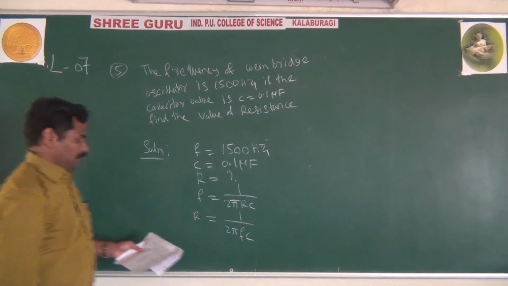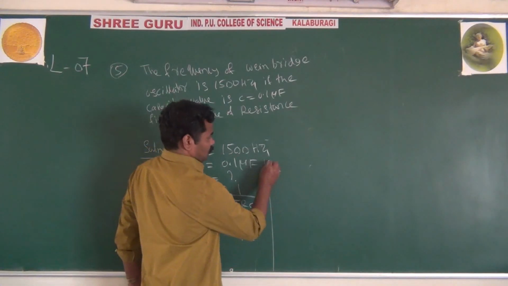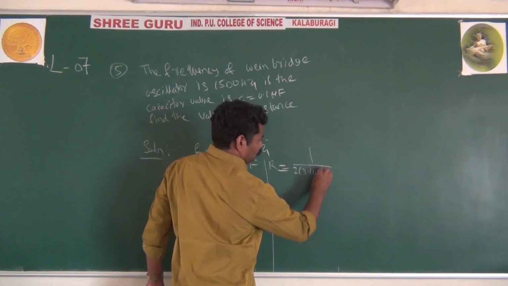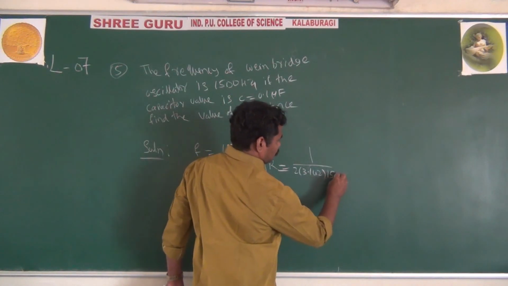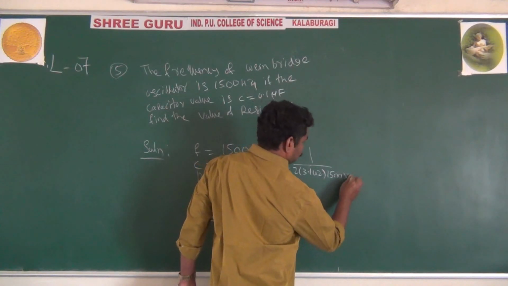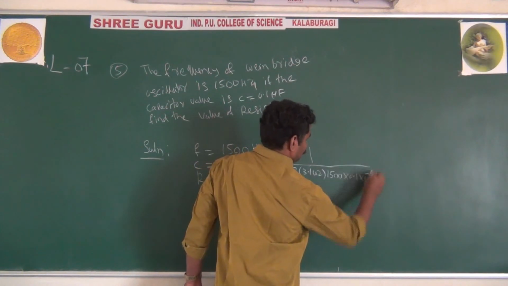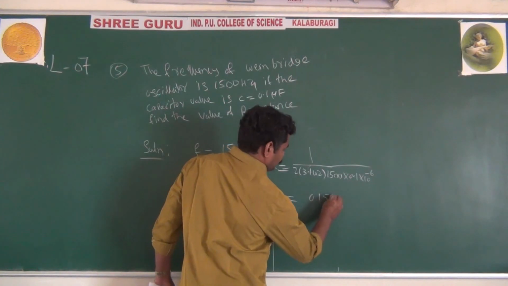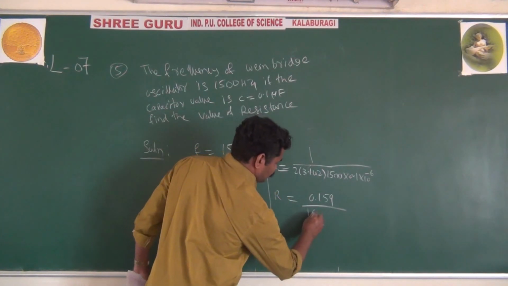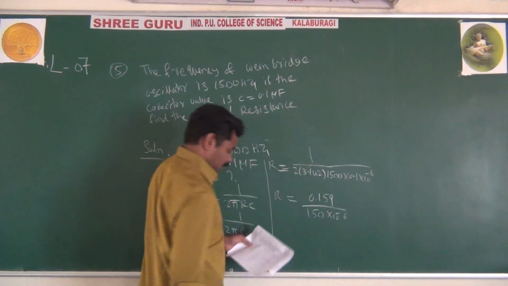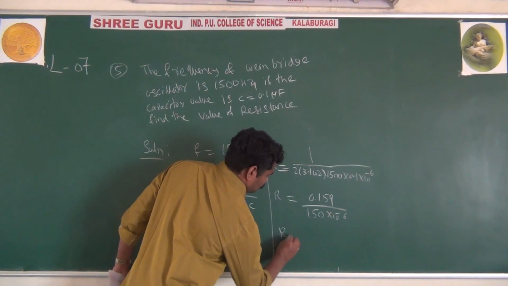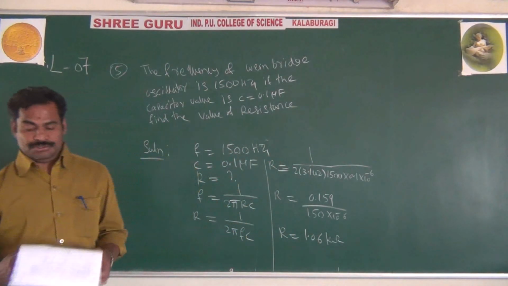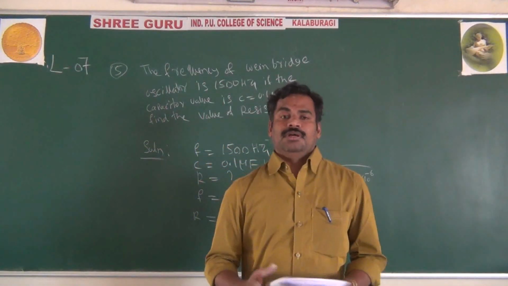After substituting the values, R is equal to 1 divided by 2 into 3.142, and F value 1500 into 0.1 into 10 to the power minus 6, and after simplifying we get nearly 0.159 by 150 into 10 to the power minus 6, and finally we get R is equal to 1.06 kiloohms.